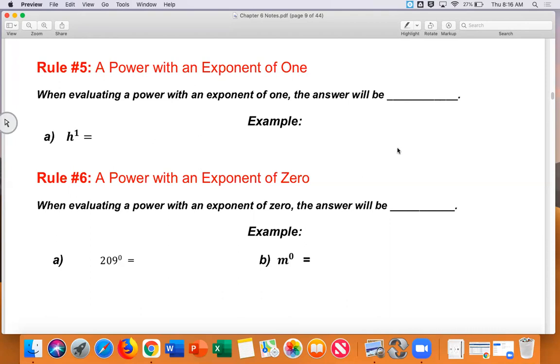All right, a power with an exponent of 1. Ready for this, Jordan? This is the type of problem you've been waiting for. Anything to the first power will be that thing. So h to the first is just h. When evaluating a power with an exponent of 1, the answer will be itself. For example, Delaney, what's your hockey number? 7 to the first, we just write it 7.